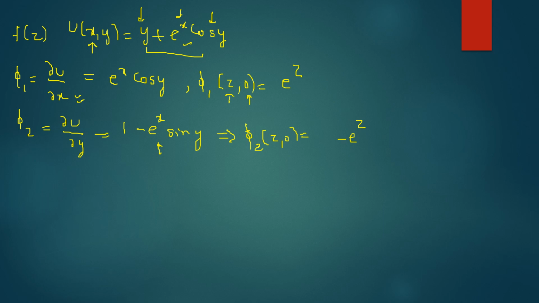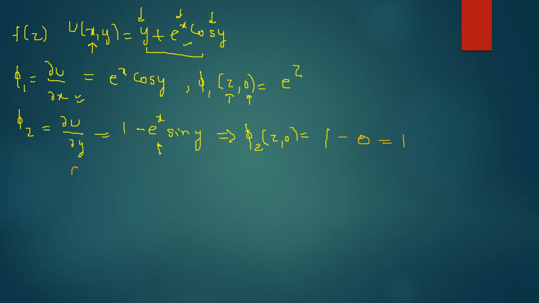Yes or no? E raised to power z. The derivative of y gave 1 minus e raised to power x sin y, correct? So here it is. Just bear with me. So 1 is here, minus this is 0, that is 1, correct? So you've got phi 1 and phi 2.